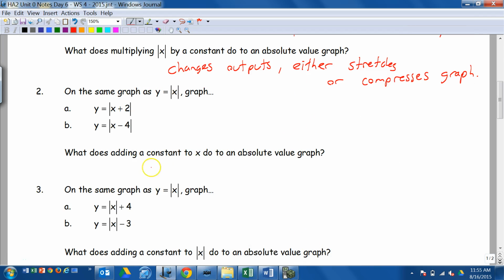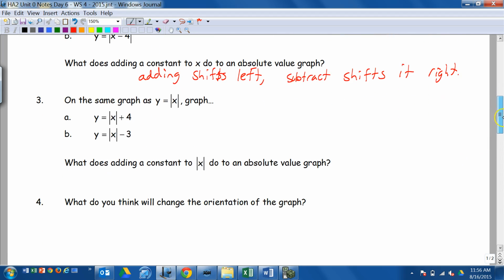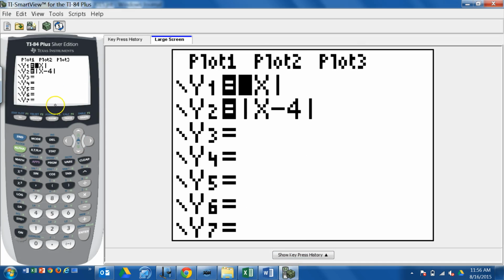So what does adding a constant to x do to the absolute value graph? Adding shifts it left, subtracting shifts it right. Okay. Now we're going to do one more. We're going to add and subtract from the outside of the absolute value, and I think by this point you are going to guess maybe what happens here, since we just shifted left and right.